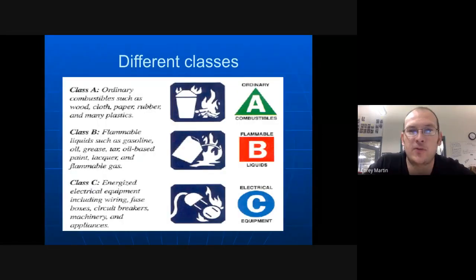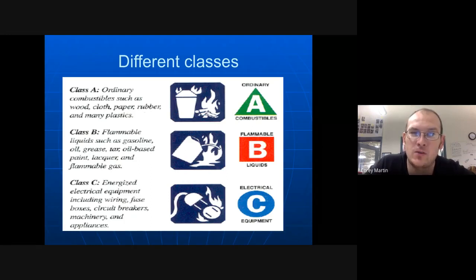Here are our different classifications of fire. So we've got a Class A fire. A Class A fire has a picture of a trash can or a picture of a wood pile. It's a symbol that is the letter A, and it says ordinary combustibles. So think about anything that you would throw in a trash can. Paper, plastic, anything along those lines that goes in a typical waste basket is considered a Class A fire.